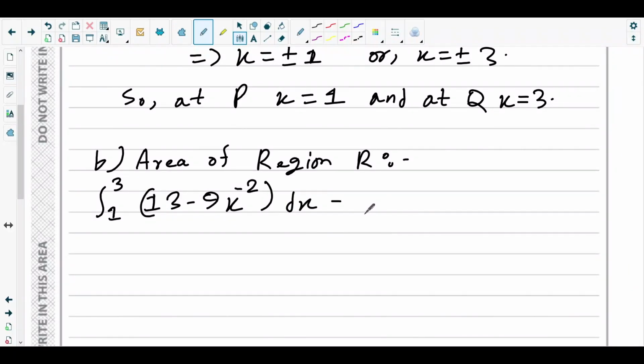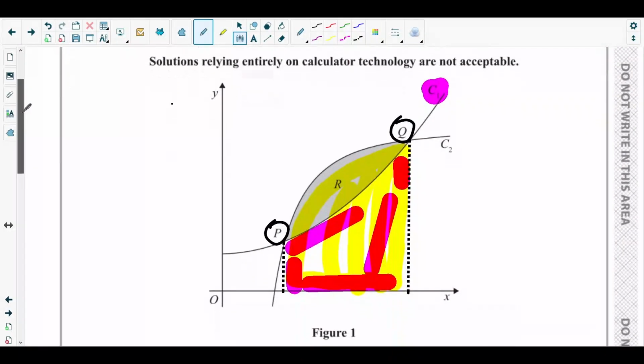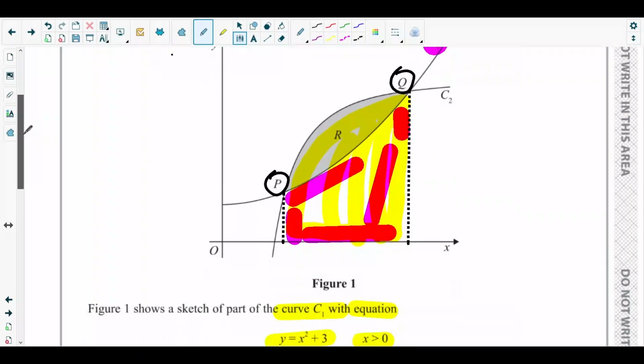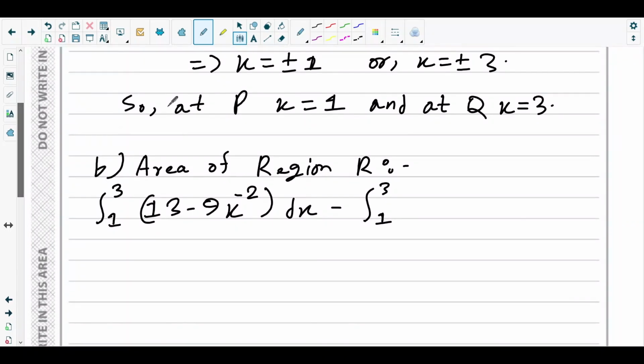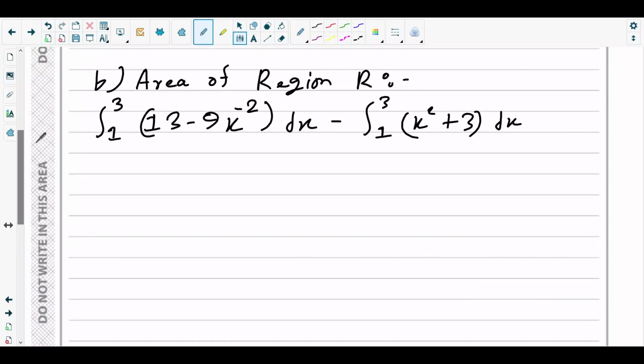From that, subtract the area under the curve C1. This is the smaller area, which is under C1. The equation of curve C1 is x squared plus 3, x squared plus 3 dx. Now just simple integration. It's integrating a definite integral.